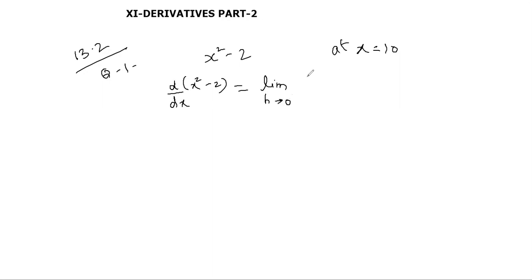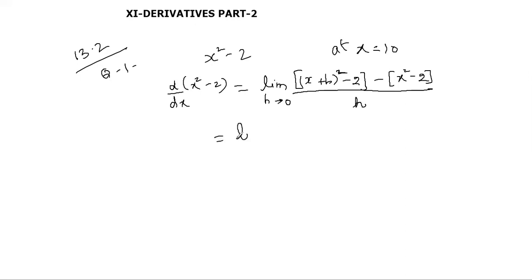Derivative by first principle. So that is f(x plus h), that means x plus h whole square minus 2, minus f(x), x square minus 2, divided by h. So limit h tending to 0.